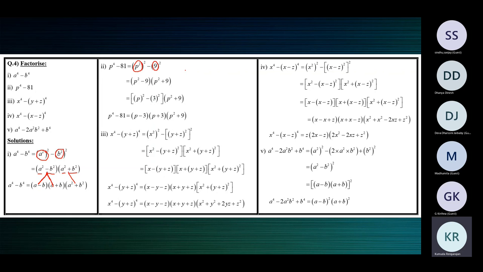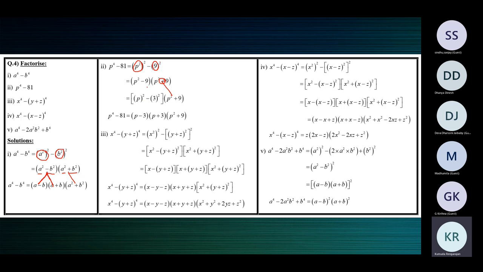So what is X? What is y? 9, ma'am. So what is x square minus y square? X minus y into x plus y. So you can see p square minus 9 into p square plus 9, correct? Yes, ma'am. Now this p square plus 9, the expression with the plus sign, cannot be factorized further. So that will come down as it is. P square plus 9.